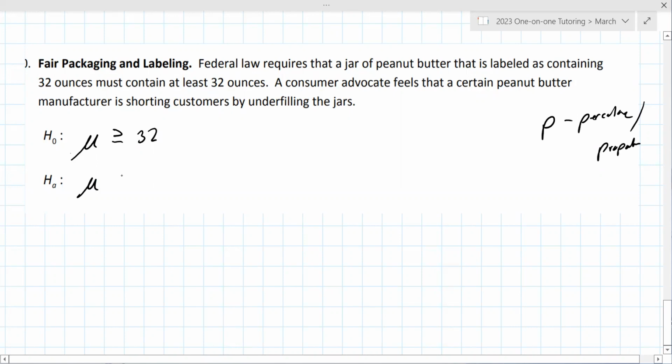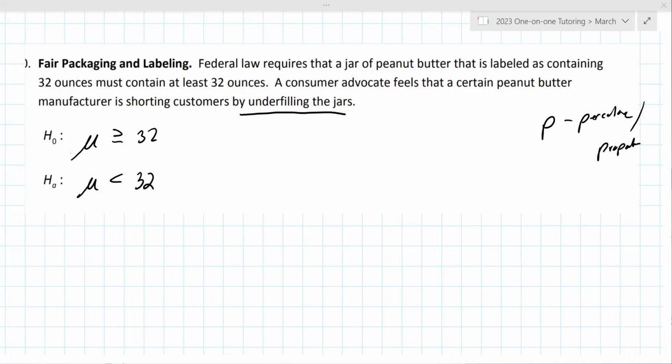It's mu is less than 32. Okay, and the key word here is underfilling the jars, underfilling. Okay.